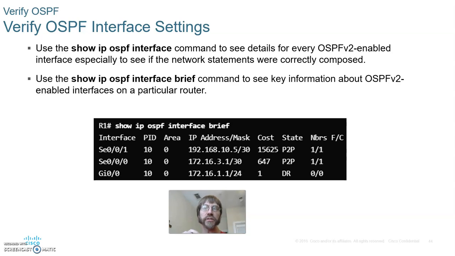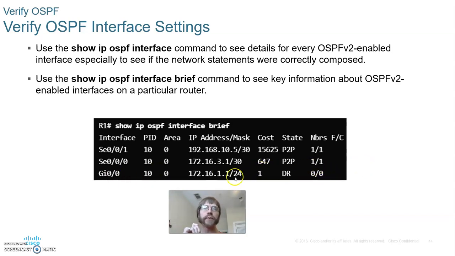You'll see the interfaces, their process ID, their area, their address, their mask, their cost, and their current state. Notice that the serial lines are in the point-to-point state, which explains why they are in a full state rather than two-way state. You'll see how many neighbors they have, and here at the bottom we see your gig 0/0. It is in a DR state. It is the designated router, but it has no neighbors, so effectively that does us no good.